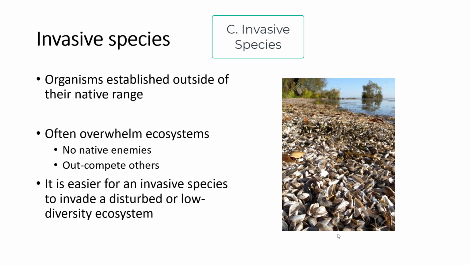An invasive species is an organism established outside of its native range. They often overwhelm ecosystems because often they have no natural enemies and they can outcompete other species, allowing them to take up their full niche and push others out. It's easier for an invasive species to invade a disturbed or low diversity ecosystem because there is open space for them in a niche. A very biodiverse ecosystem is much more difficult for an invasive species to invade, which is why part of resilience is having more biodiversity to prevent invasive species from coming in and destroying an ecosystem.